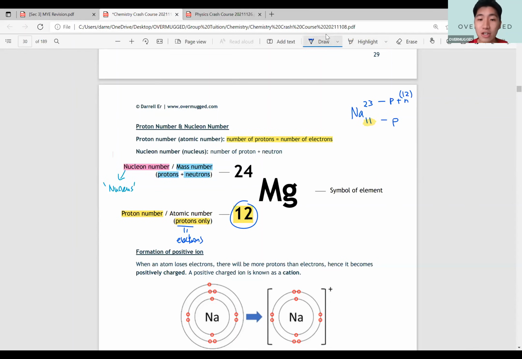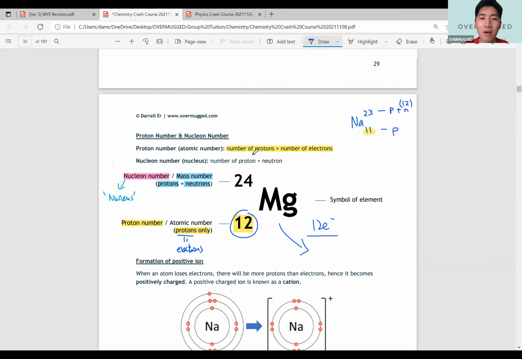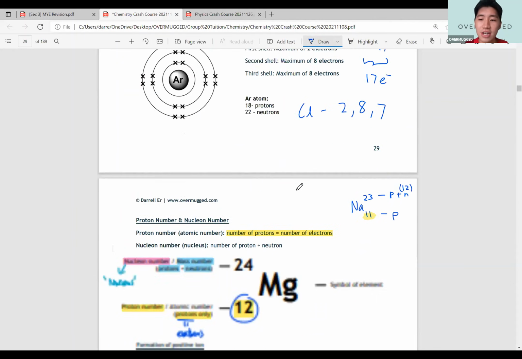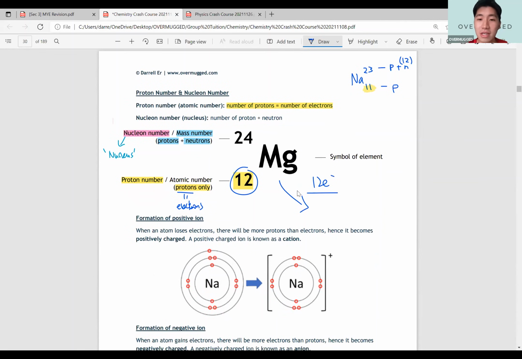Which means the electronic configuration of magnesium is... Think about it. I give you all 10 seconds. 12 electrons. How many can I hold on my first shell, second shell, third shell? What would the electronic configuration be? 2, 8, 2. Make sense? Right? In total, there are 12 electrons. 2 on the first shell, 8 on the second shell.